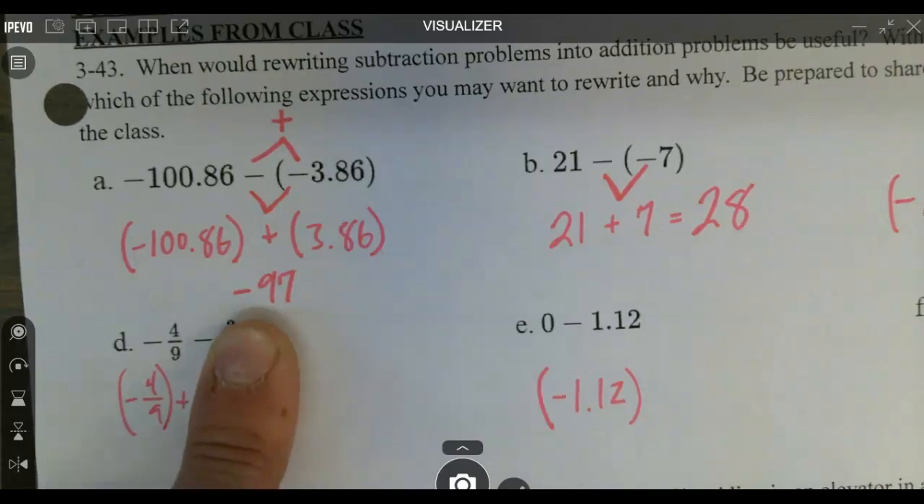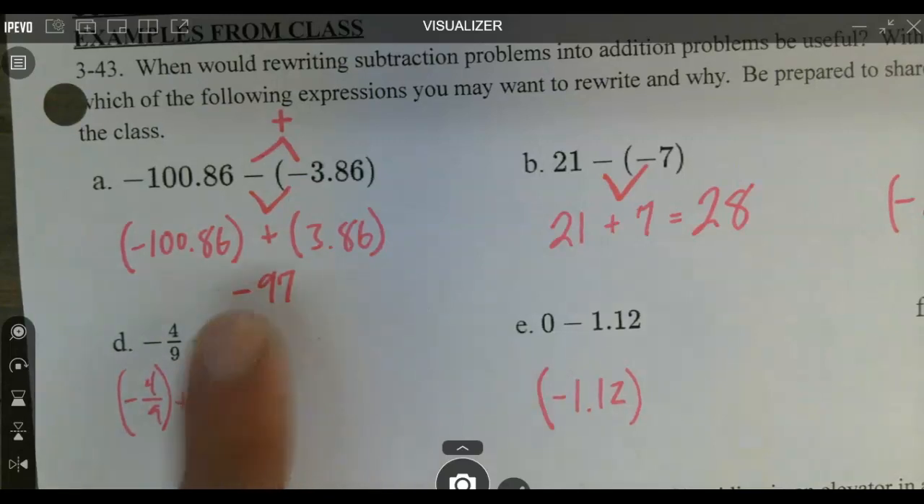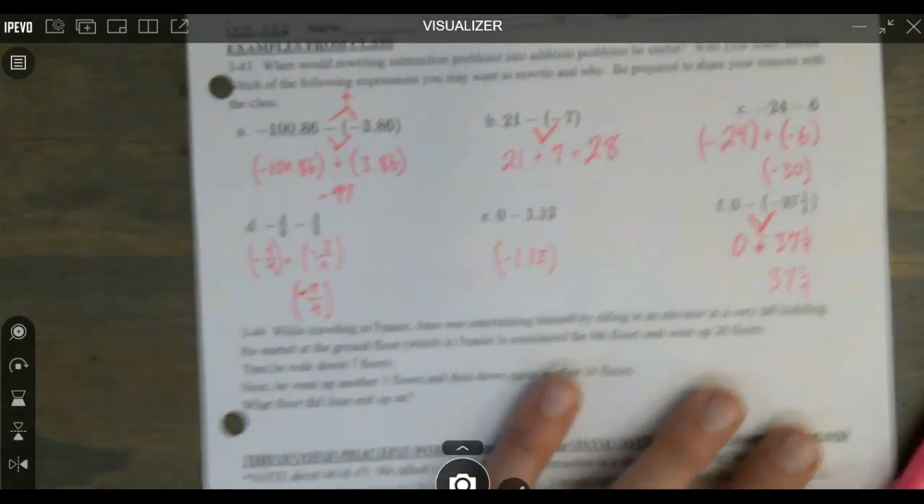You mean like a mixed number? Just put it out in front of the whole thing. Yep, out in front of the whole. So if this is like negative 97 and a half, you just put the half out here. The negative would stay out front. Great questions, guys. Love your questions.